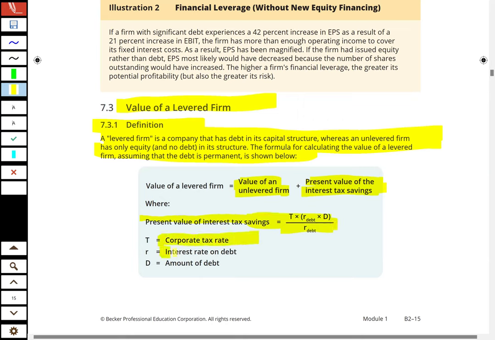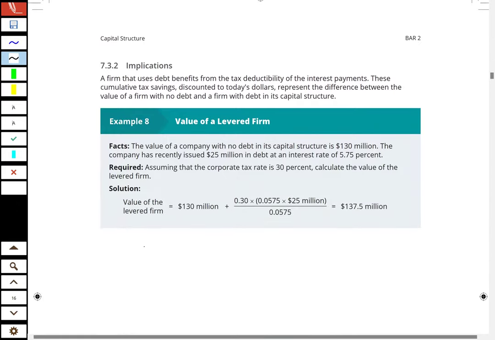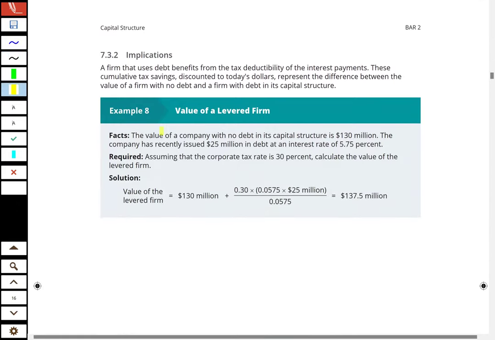Corporate tax rate, because the debt is deductible, so you have to apply that to the interest. Okay, and that will give you the present value of the interest savings. So if you look at this particular example, the value of the company with no debt is 130 million. If I'm working my CPA exam problem, when they give you something, you write that down, right? The company has recently issued 25 million in debt at an interest rate of 5.7%, but they have a tax rate of 30%.